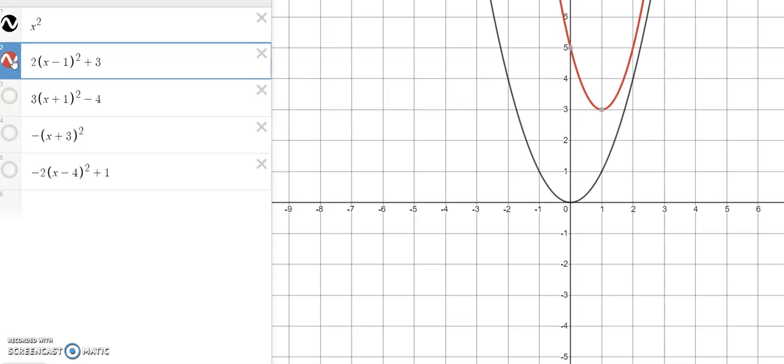Let's test it out and see. And there we go, we see in red. We are right 1, up 3, and you can see that the shape is a little bit more narrow than what we started with. Okay, let's try the next one.